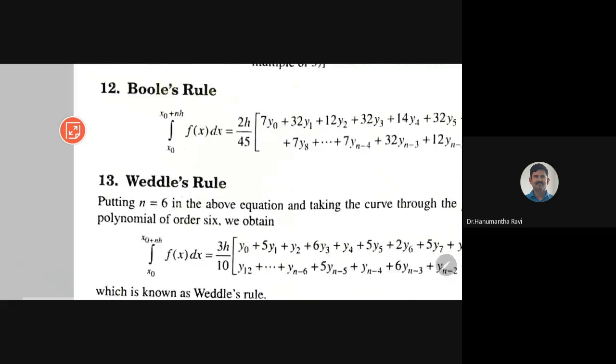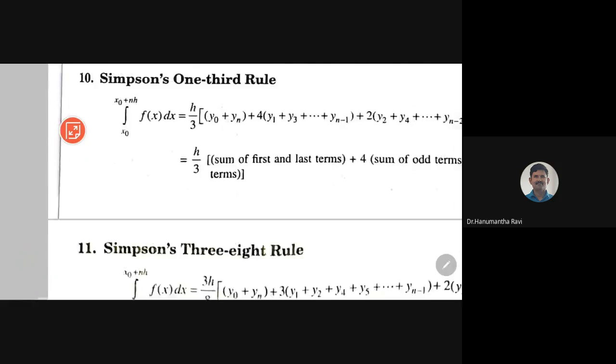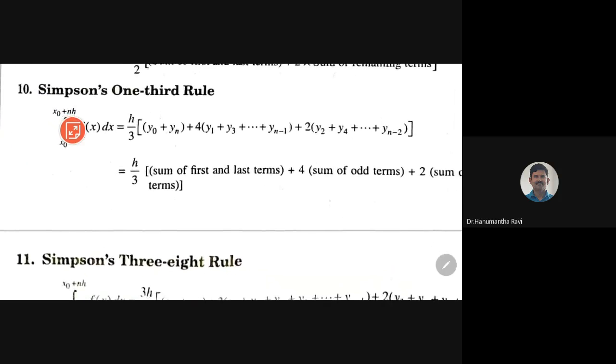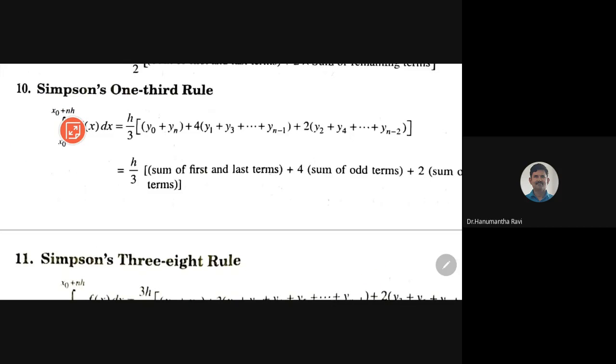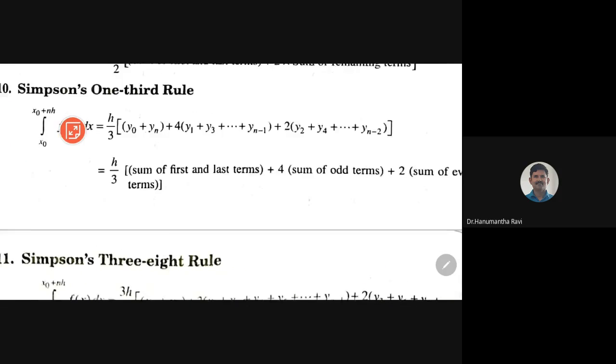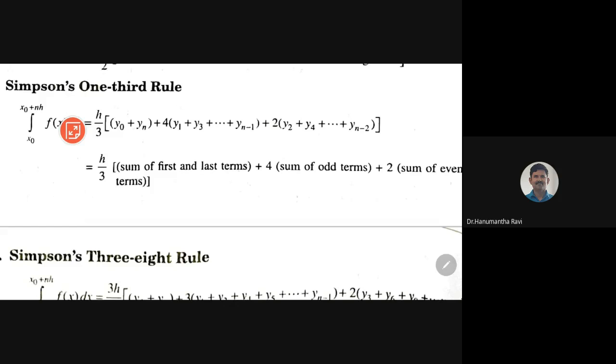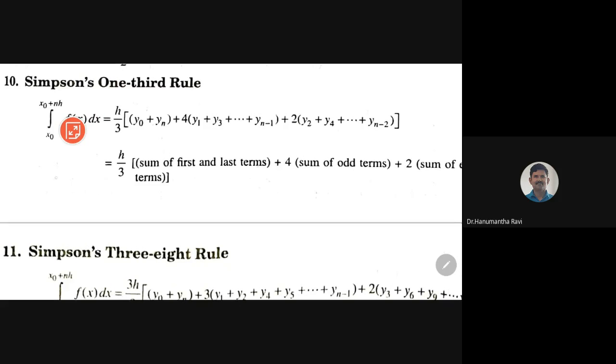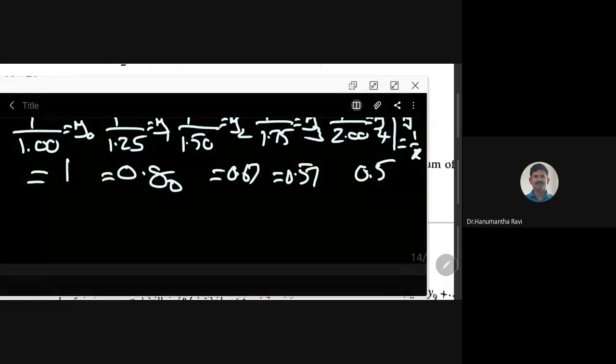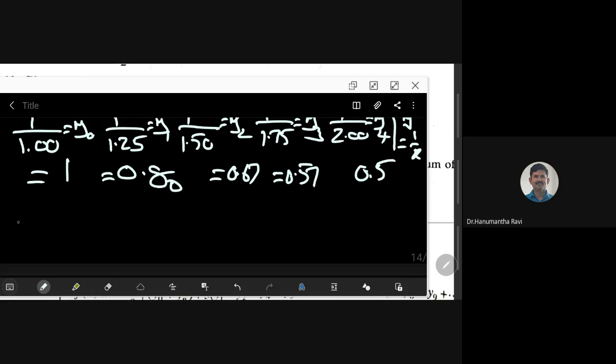What is the one third rule here? The one third rule says h by 3 into the sum of the first and the last term, and 4 into the sum of odd terms, and 2 into the sum of even terms. So now the required integral is equal to h by 3.